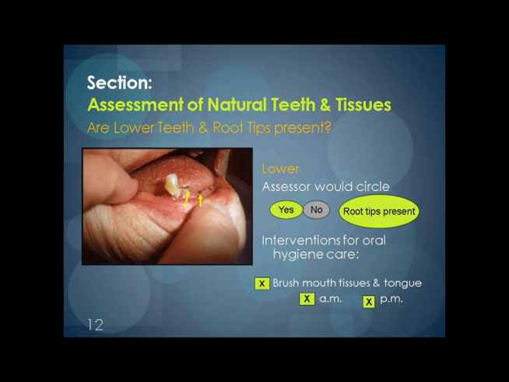As with the previous example, from the OHAT, the assessor would advise a referral since the scoring would be at least a level 1. However, there are daily oral care interventions that should be initiated in order to try to improve the condition of the gum tissue. Brush mouth tissues and tongue, AM and PM, would be the standard intervention.